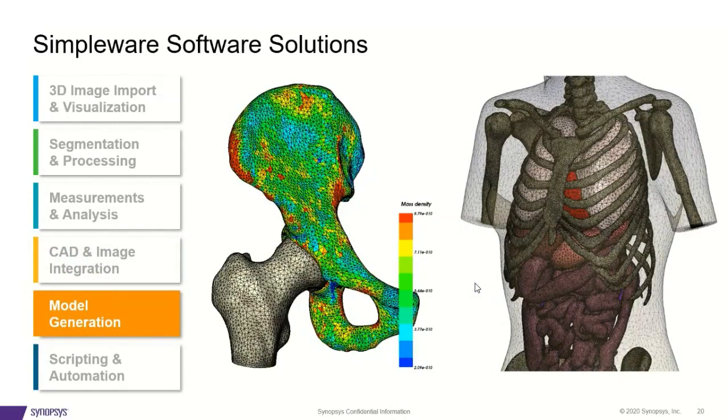Then the most important part for most people is the model generation. So this is the model that you export either in STL, 3MF, CAD, in a NURBS STEP or IGES file, or a volumetric finite element mesh for tools like Abaqus, Ansys, COMSOL, if you want to do multi-physics simulation. And for example, here is the bone mineral density mapped to the model based off of grayscale and showing it in the color scale. And on the right here is a multi-domain model of the human thorax.